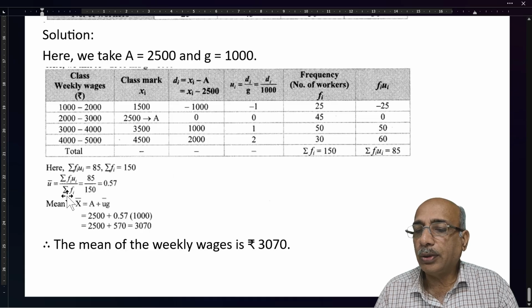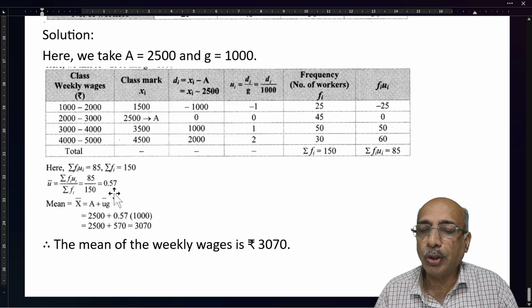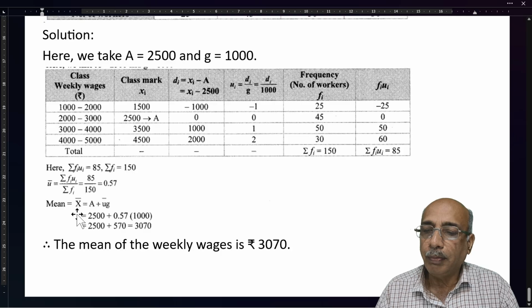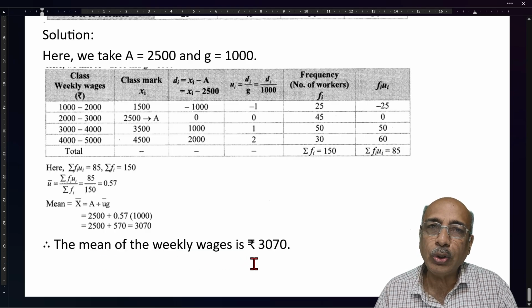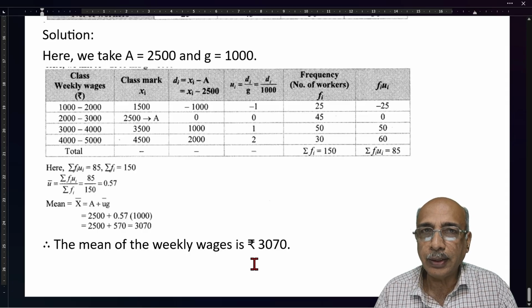So u bar equals sum of Fi ui upon sum of Fi equals 85 upon 150 equals 0.57. Mean x bar equals A plus u bar into G. Substituting the value and calculating, we will get x bar equals 3070. The mean of the weekly wages is rupees 3070. This much is sufficient for this exercise.